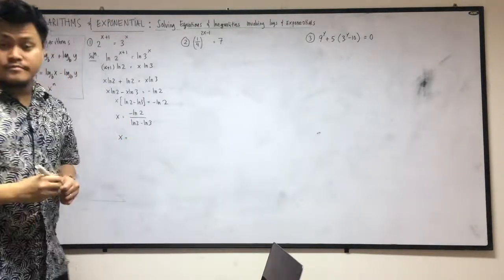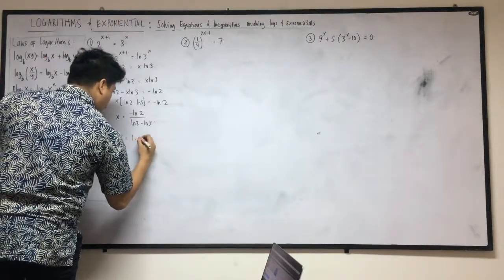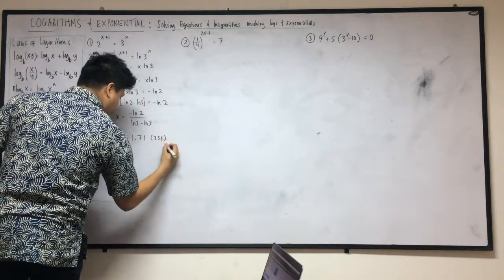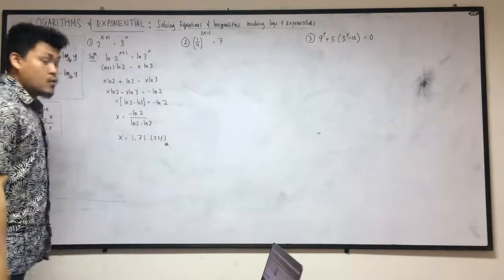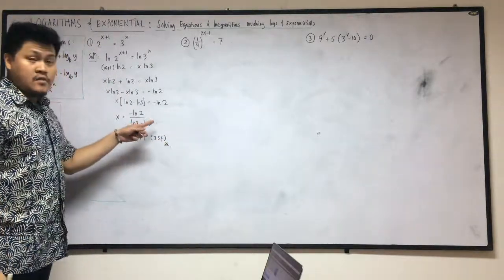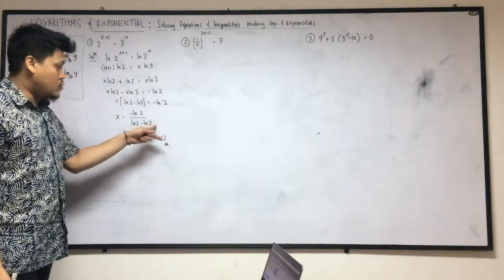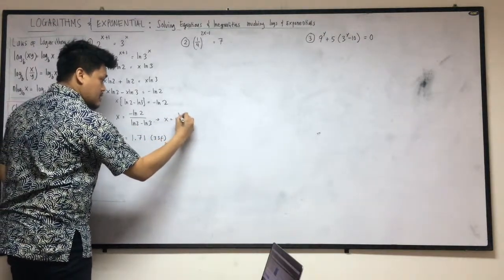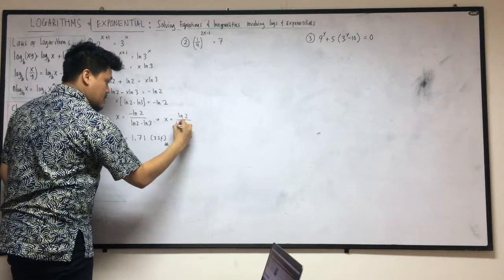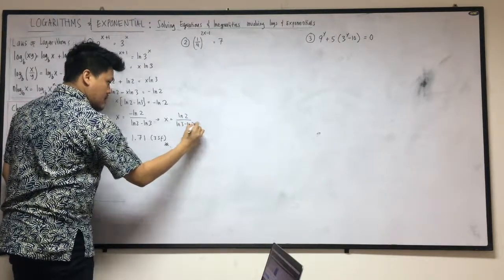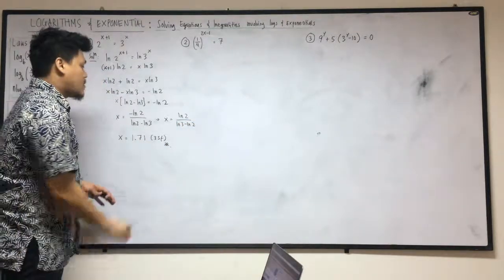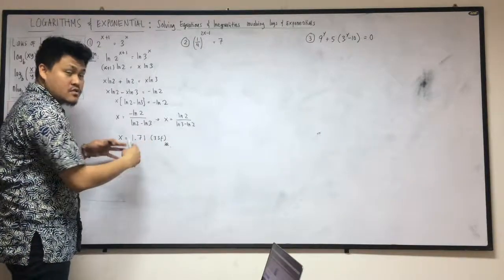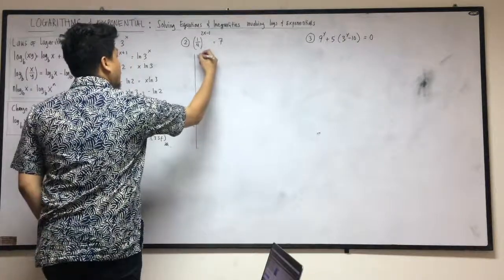Use your calculator. You get 1.713. If you're asked to find the exact value, you will get something like this. This can also be written as this. It doesn't matter, as long as the value is given to 3 significant figures, then you'll get your answer correct.